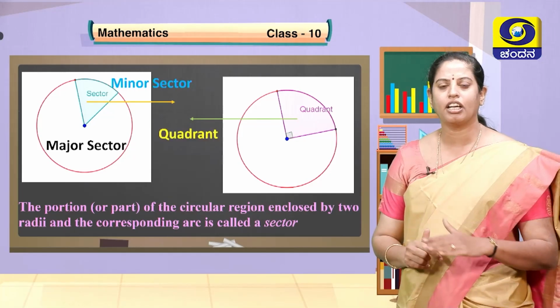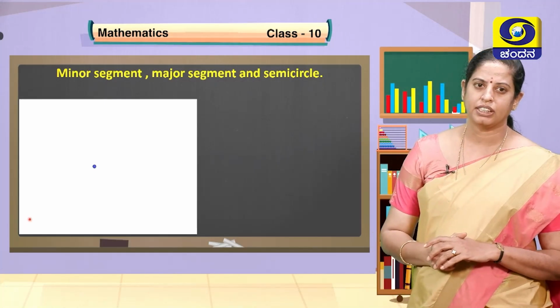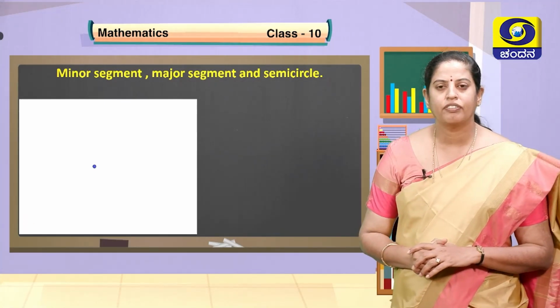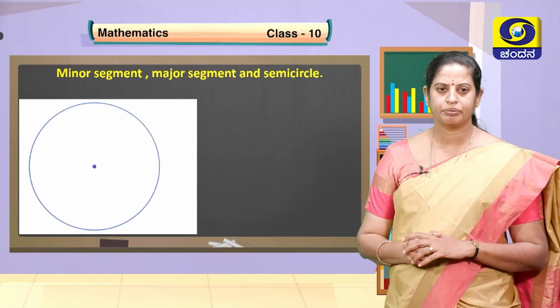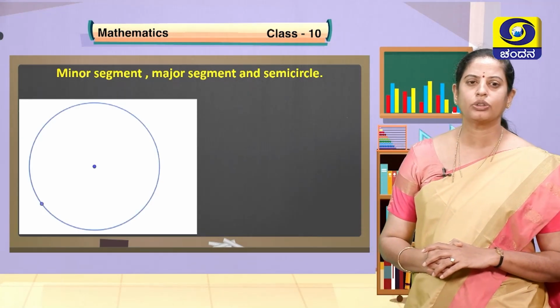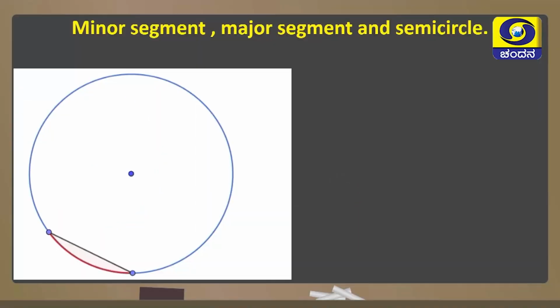Let us recall what is segment. Observe this video. Here, this is the center of the circle. With this center, I am going to draw a circle. Now, I am marking 2 points on the circle, and with the help of a line segment, I am connecting these 2 points. This line segment divides the circle into 2 unequal parts. The shaded portion is the small portion of the circle. As I go on increasing the length of the line segment, you observe that the shaded portion goes on increasing.